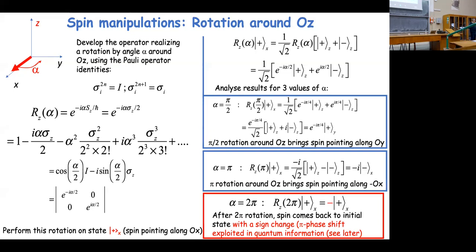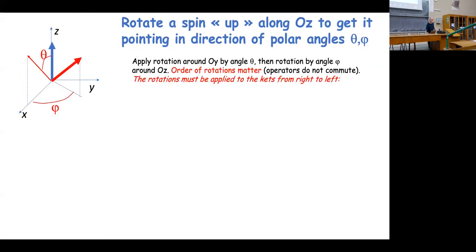And this is something which is useful in quantum information science. And you see, for a spin, if you want to retrieve the same spin, you have to make a 4 pi rotation, that is, rotate twice by 2 pi to come back to the exact same state. Otherwise, you have this phase shift. On the next slide, I have expressed how you describe the most general rotation.